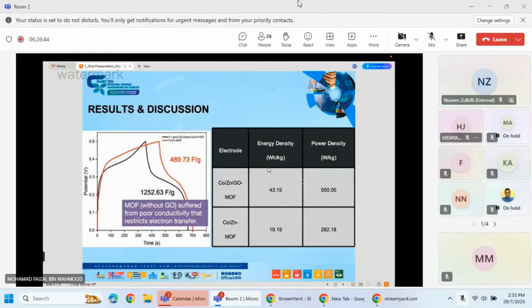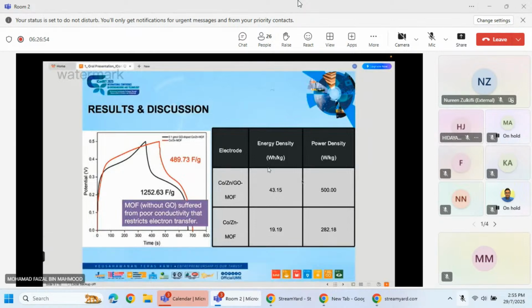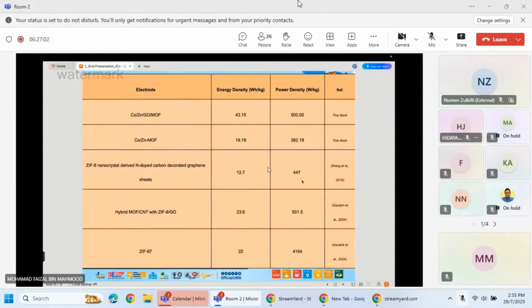Hence, the graphene oxide doped supercapacitor electrode exhibited twofold higher energy density and power density performance, thanks to the graphene oxide that helps to efficiently facilitate electron transport. It should be mentioned that our obtained results are on par with the MOF-based electrodes that have been reported in the literature.